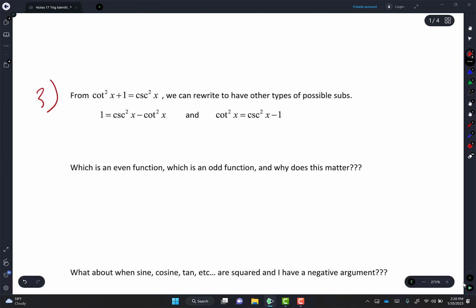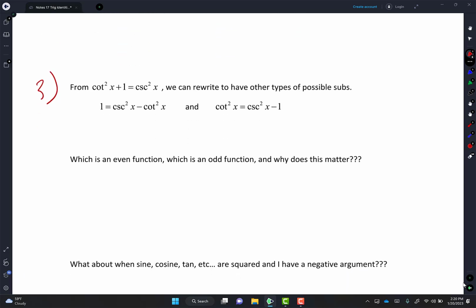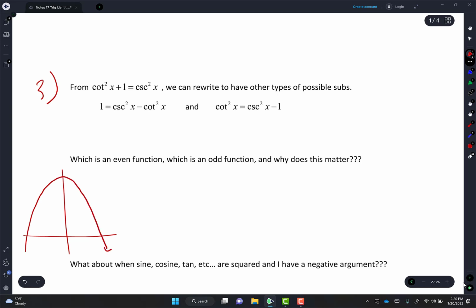All right. What is an even function? What is an odd function? And why does this matter? When you were in Algebra 2, you remember when you talked about even functions? If you had a parabola and its vertex was right on the y-axis, it was an even function, because it was symmetric about the y-axis. Now, the technical definition is this. This is even: f of negative x equals f of x.